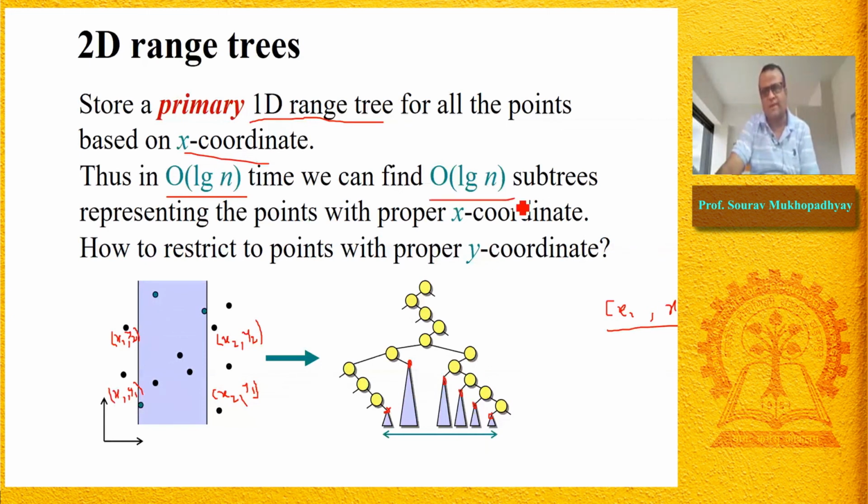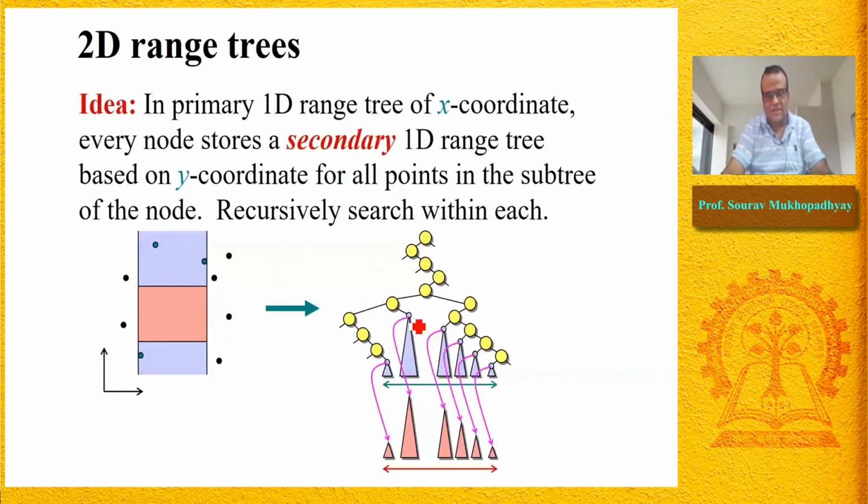Log n or log k? Anyway, log n is the upper bound. So log n subtrees are there. So for this, if we think of another data structure based on the y coordinate, that means each of these trees will be associated with another tree where all the points lie over here. So each of these is associated with another tree of the same size. Lots of data structures are going on.